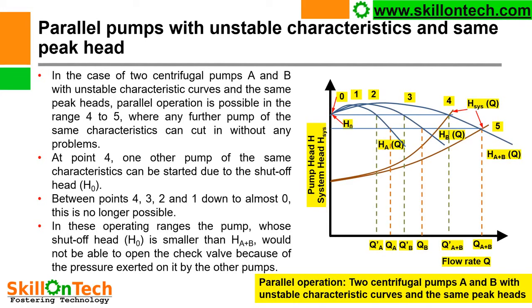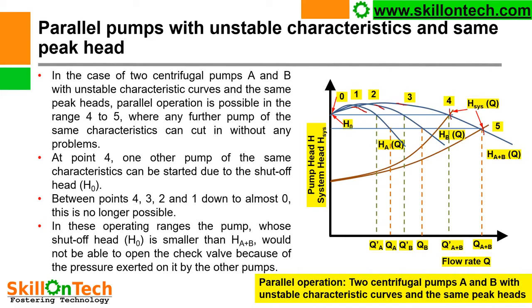Parallel pumps with unstable characteristics and the same peak head. In the case of two centrifugal pumps A and B with unstable characteristics curves and the same peak heads, parallel operation is possible in the range 4 to 5, where any further pump of the same characteristics can cut in without any problem. Here you can see in this picture the characteristics curve of pump A, this is B, and this is the combined curve. This is point number 5 and this is 4.